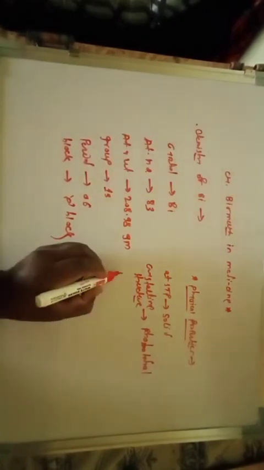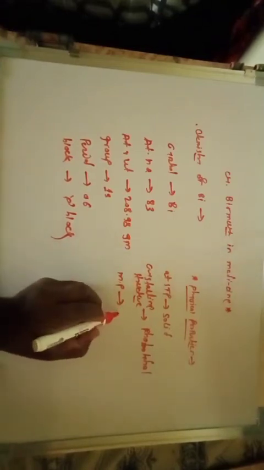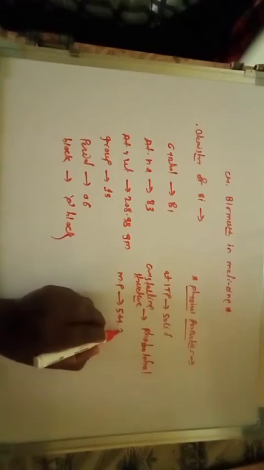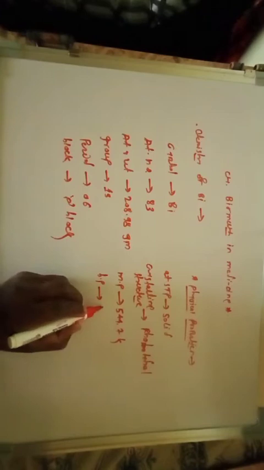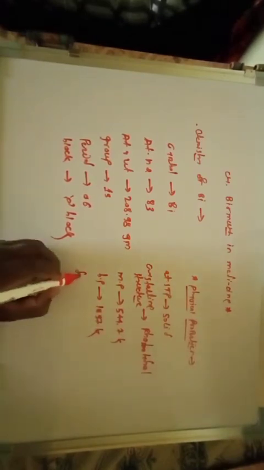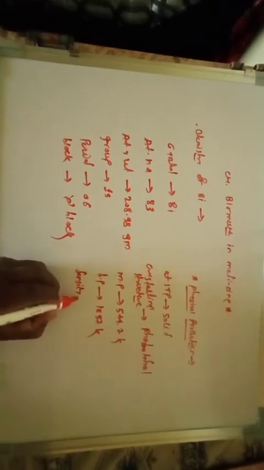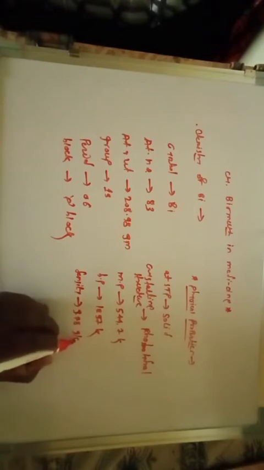Then if you consider its melting point, it is 544.7 Kelvin. Its boiling point is 1837 Kelvin. And its density is 9.78 gram per centimeter cube. So these are some important physical properties. Let us discuss some other properties of this bismuth.